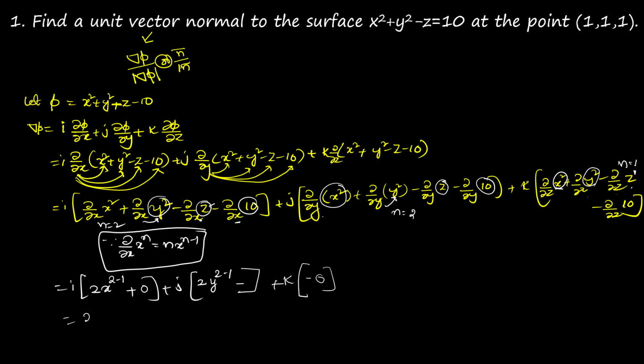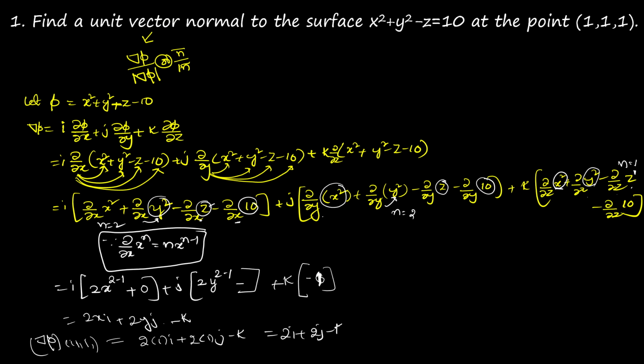Here we get 2xi plus 2yj, and ∂φ/∂z is 1·z to the power of 0, value 1, now minus k. We need to find the unit normal vector to the surface at the point (1, 1, 1). So ∇φ at (1, 1, 1), with x value 1, y value 1, z value 1, is 2 into 1 into i plus 2 into 1 into j, minus k. So we get 2i plus 2j minus k.